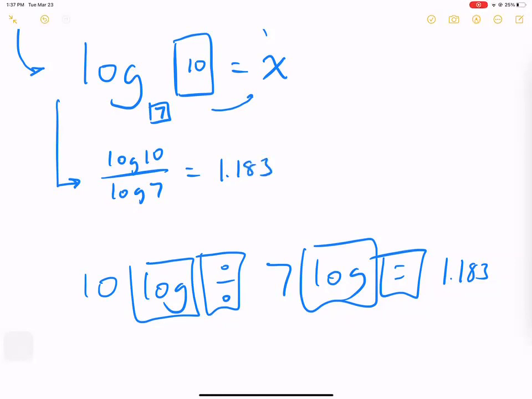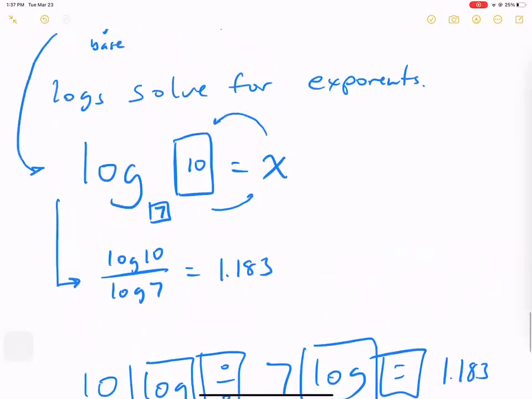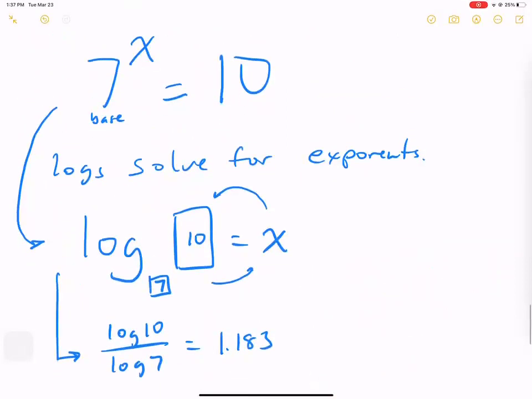And that means when I go backwards to our exponent way back at the top, 7 to the 1.183 would give us approximately 10. Hey, that's it. That's the lesson for today.